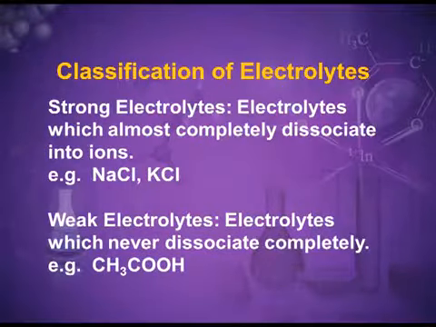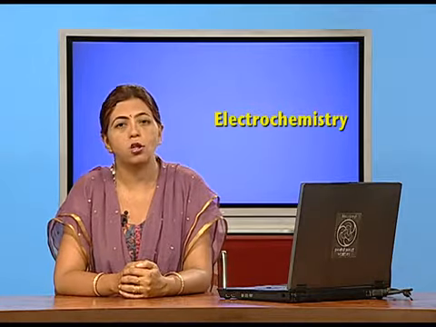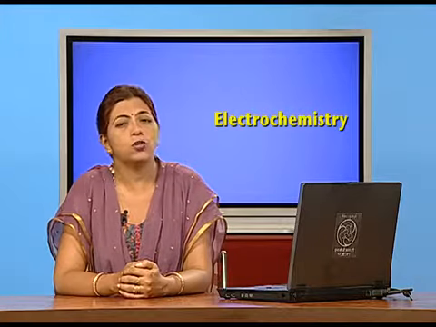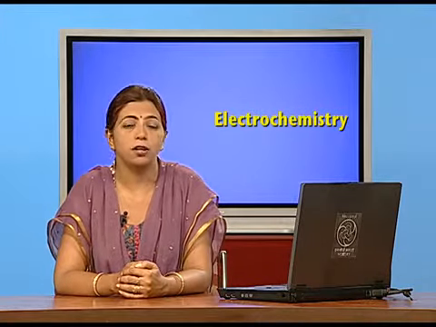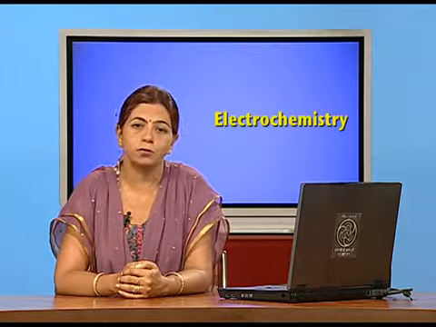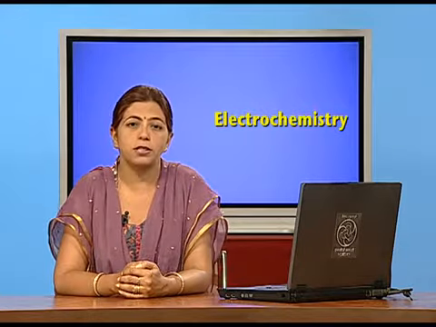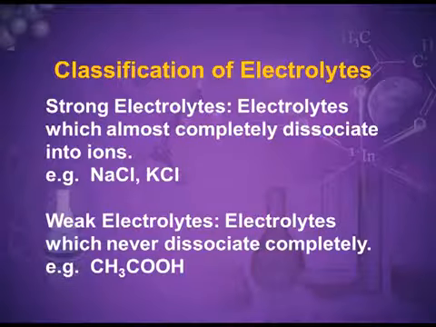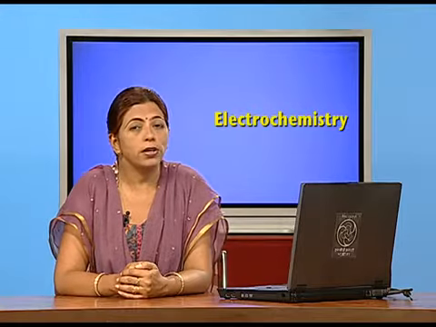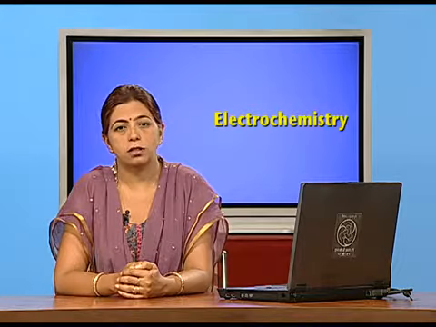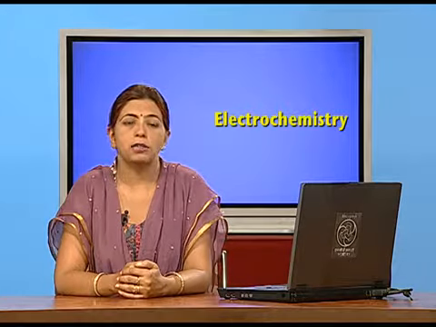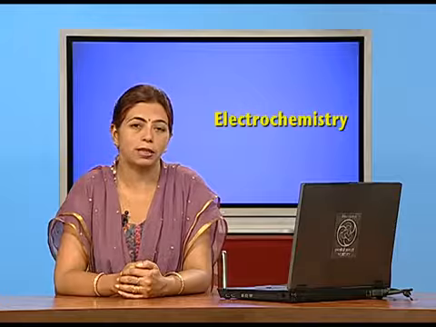Strong electrolytes are those electrolytes which almost completely dissociate into ions. For example, sodium chloride, potassium chloride, they almost completely dissociate into ions when we dissolve them in water. Weak electrolytes never completely dissociate into ions. For example, acetic acid, ammonium hydroxide, they never dissociate completely.